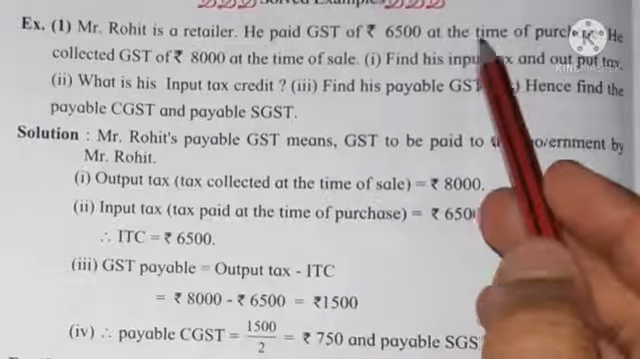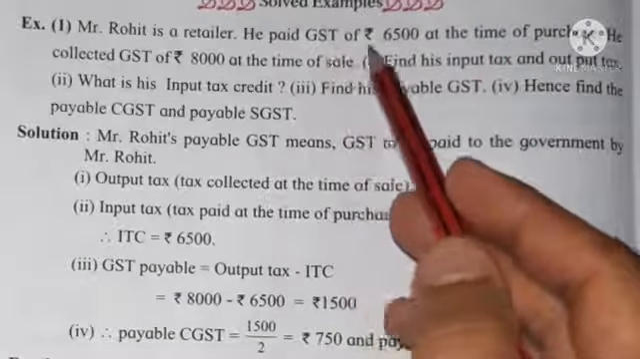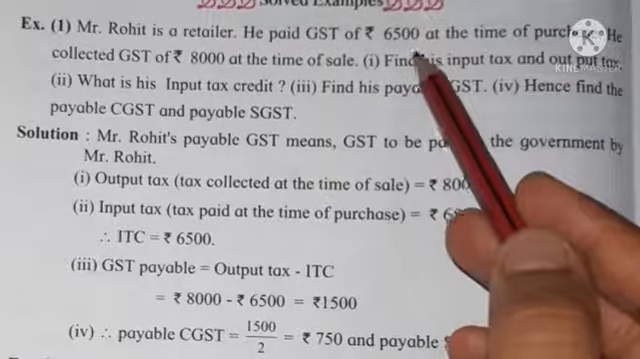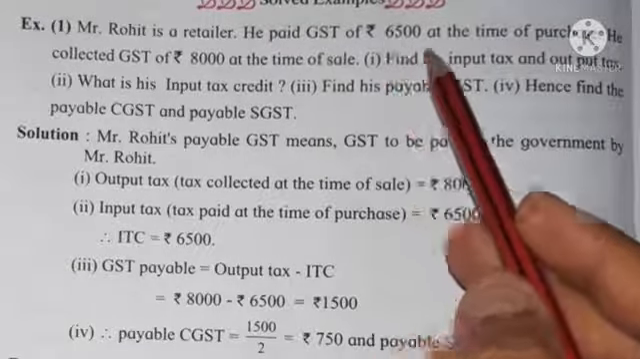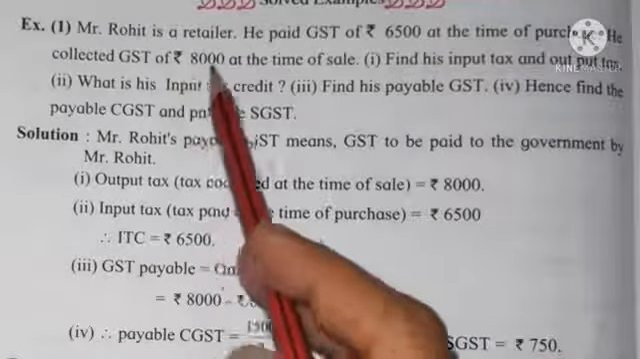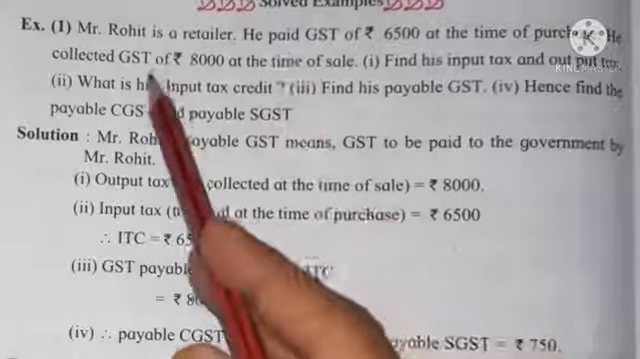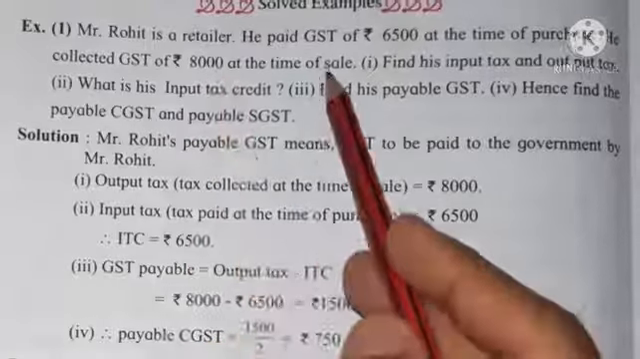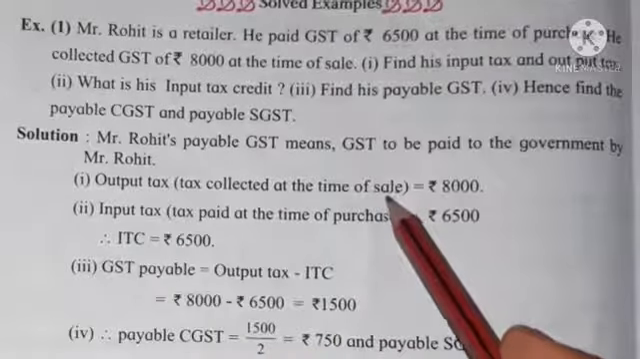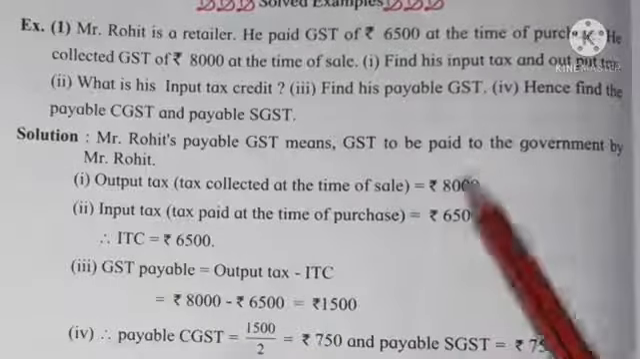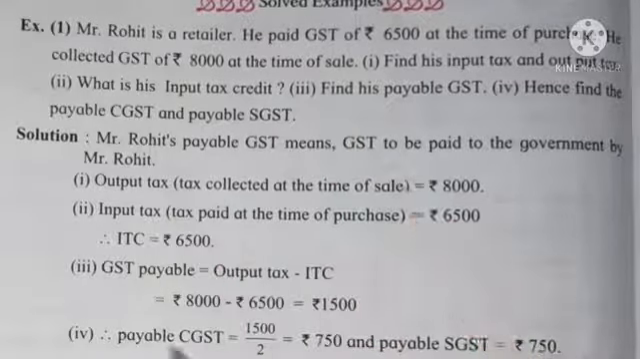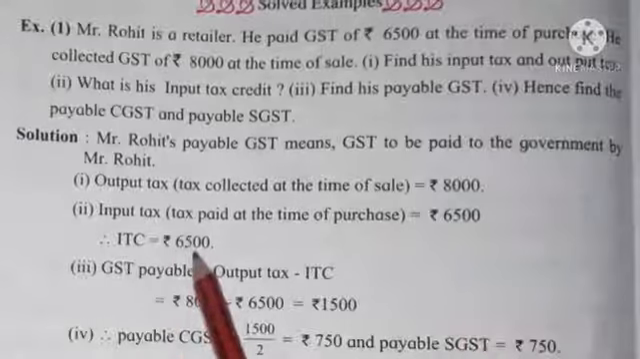So here, at the time of purchase GST is paid, so it is the input tax. Input tax is rupees 6,500. And at the time of sale, GST collected is rupees 8,000. At selling time, we call it output tax, rupees 8,000. So we write the input tax and output tax from the given data. This is the input tax credit.